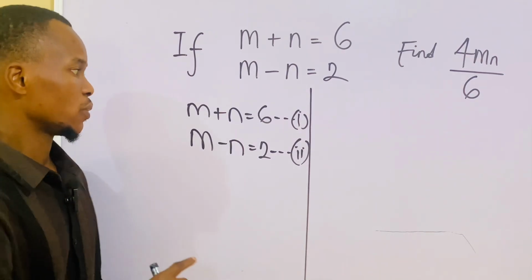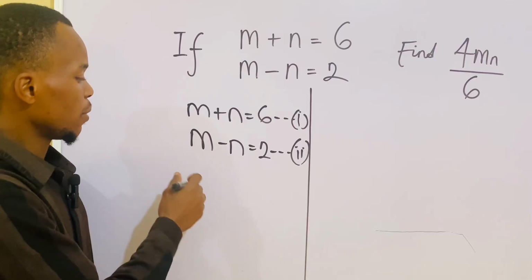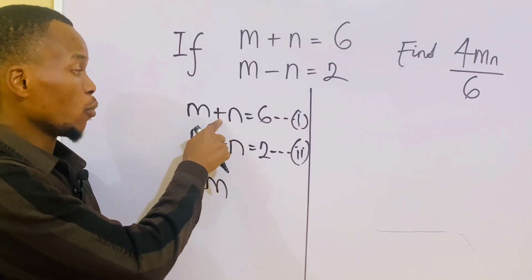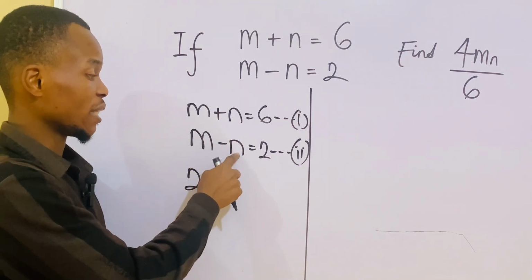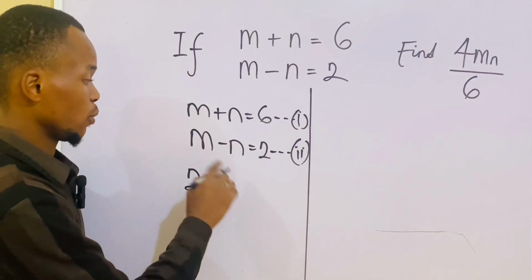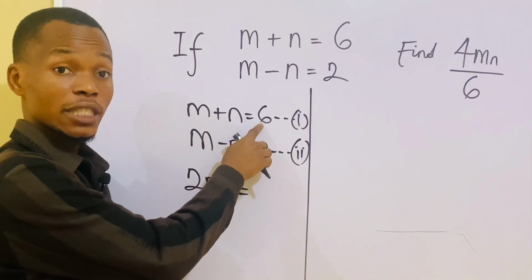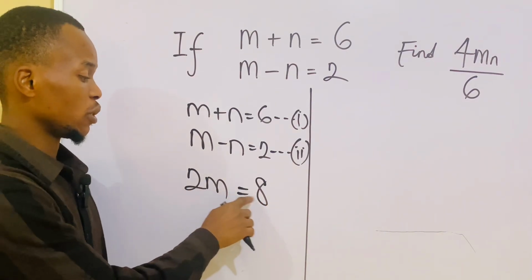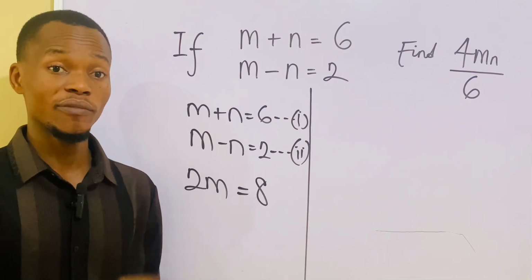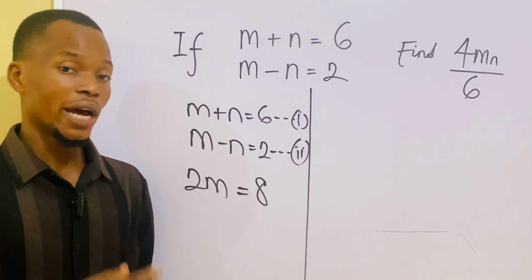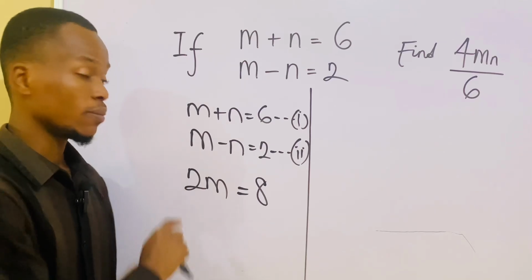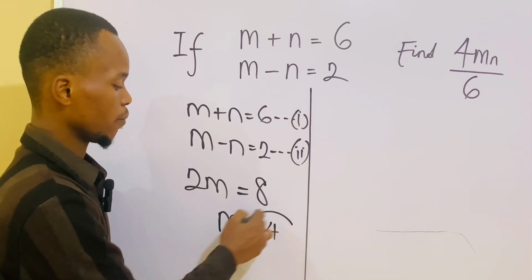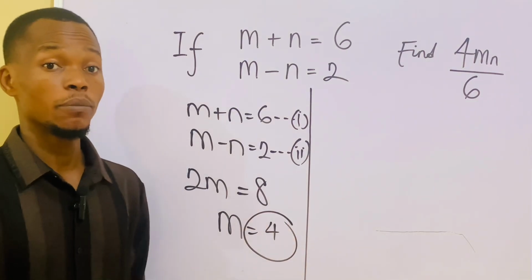So adding equation 1 and 2 together, m plus m gives me 2m. Then plus n minus n is equal to 0, which is out of the equation. Then 6 plus 2 gives me 8. Now at this point I have 2m is equal to 8. What I'm going to do next is to divide both sides by the coefficient of m, and the coefficient of m here is what? 2. So dividing both sides by 2, my m is equal to 4. So the value for my m is equal to 4.